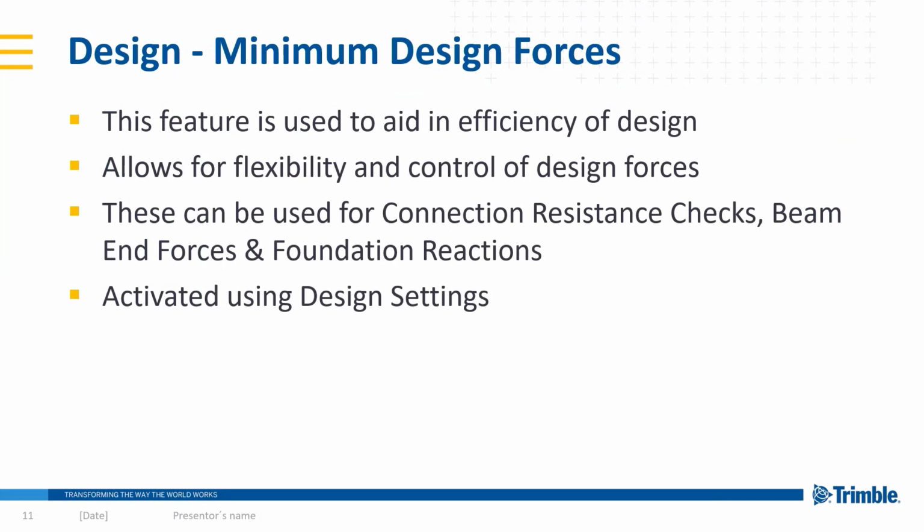So the next feature we'll be looking at is minimum design forces. This feature is there just to aid with the efficiency of design and also looking at output results. It allows for flexibility and control of design forces, and this can be used when looking at connection resistance checks, beam end forces and foundation reactions, and it's activated using the design settings. The minimum design force is just a way to control the minimum forces that are used within the output, and there are also options to set rounding values for certain output types as well.